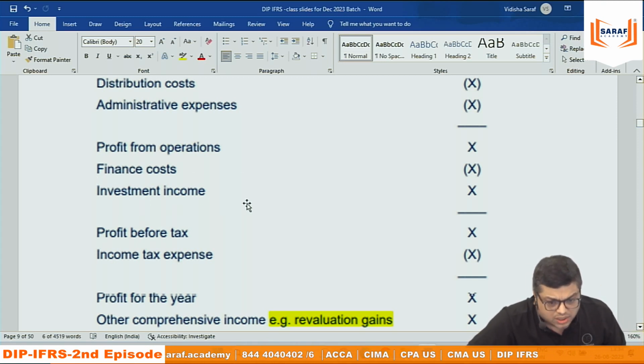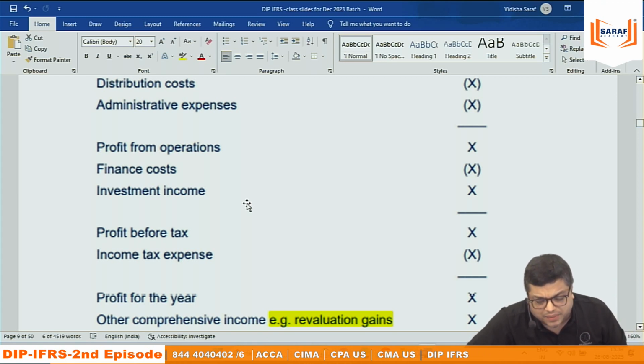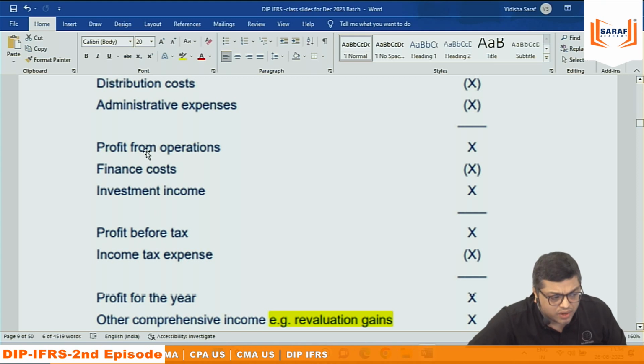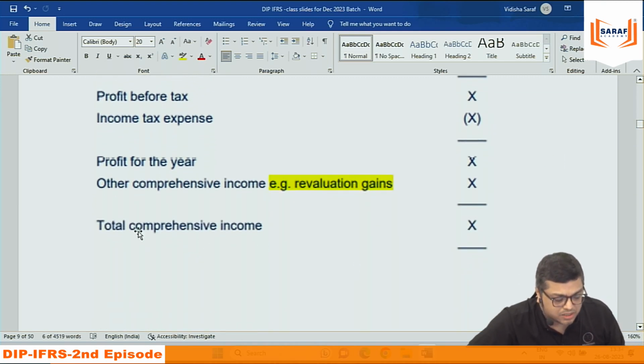So finance cost and investment income is also there in the PL account, which is not operational. It is non-operational. If it is operational, it would be coming before profit from operations. Then the profit before tax. After operational, non-operational income and expenditures, we are getting before paying tax what is our income. Then the income tax, the tax expense. And then comes the profit for the year.